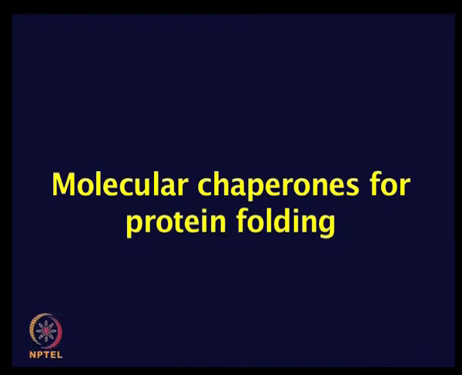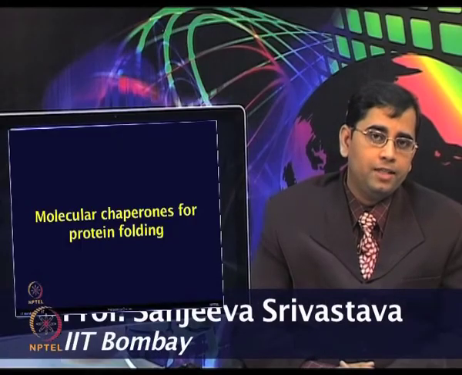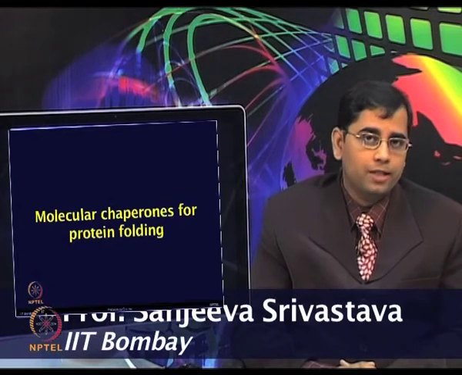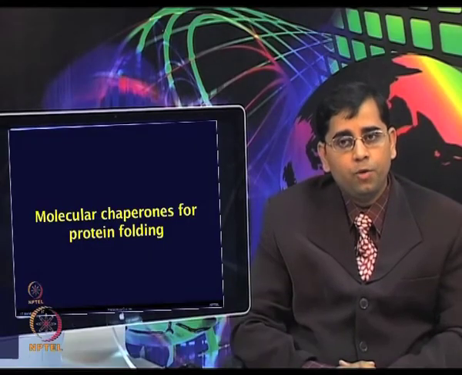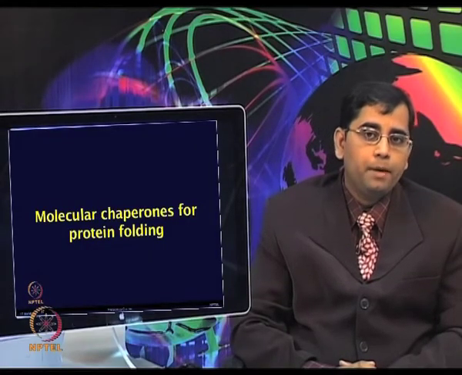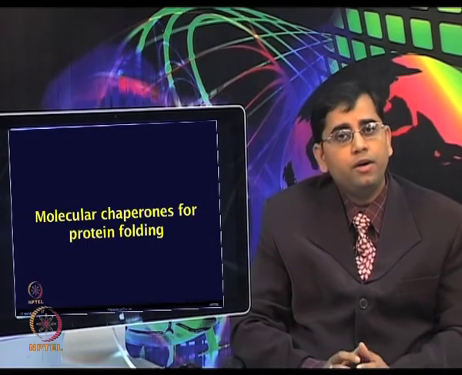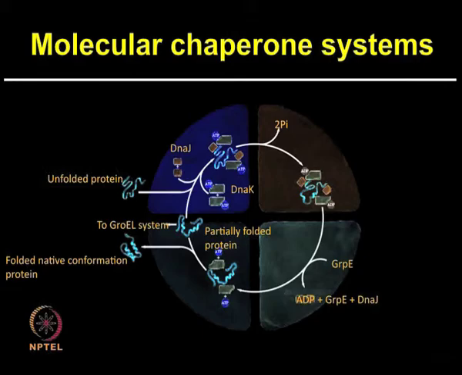Let us now talk about molecular chaperones for protein folding. The molecular chaperones are a class of heat inducible proteins which provide kinetic assistance in the protein folding process. They prevent protein aggregation and promote protein folding by binding to the hydrophobic surfaces which are exposed in non-native protein conformations. So, let us talk about various molecular chaperone systems.